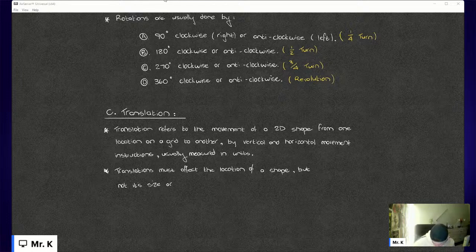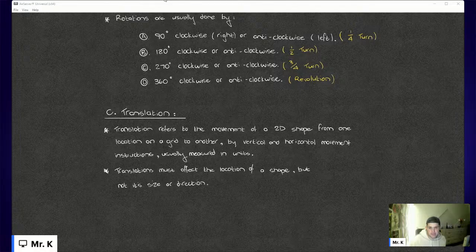Okay, now as we have gone through all of these different transformations, guys, there's been a sentence in each individual transformation that describes what parameters we have when we complete that transformation. So, for example, looking at translations over here, we know that translating something means to move it around a grid, but translations may not affect the size of the shape or the direction.